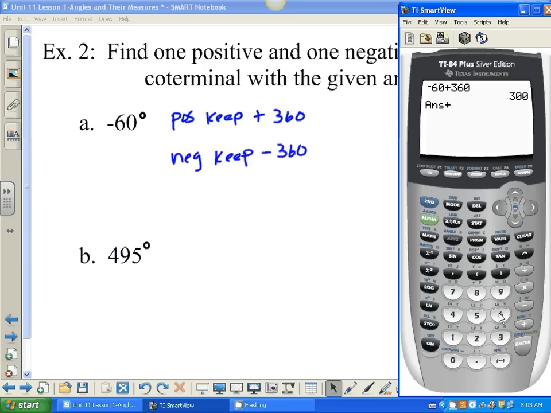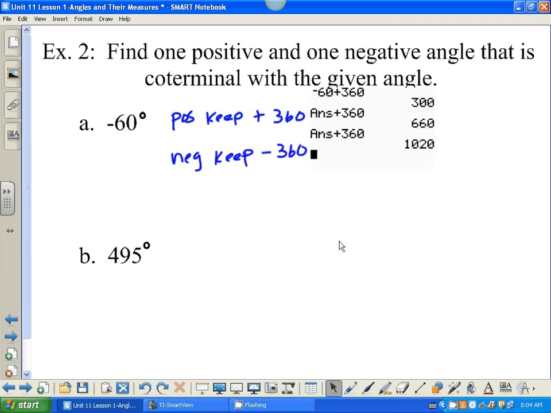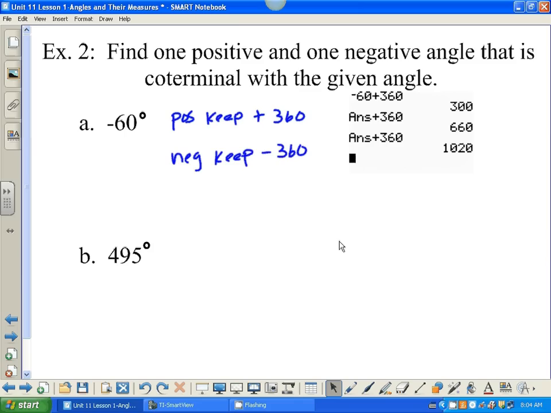If you wanted to be wild and crazy and add another 360, 660 is also an answer. If you wanted to add 360 again, 1020 is also a positive coterminal angle. Do you need to give me all three? No. In my opinion, I would add 360 the first time, write down 300 and move on with my life. But please know that there's an infinite amount of answers.